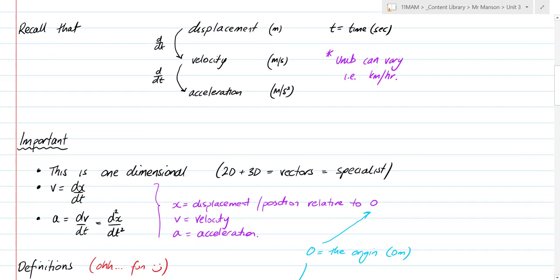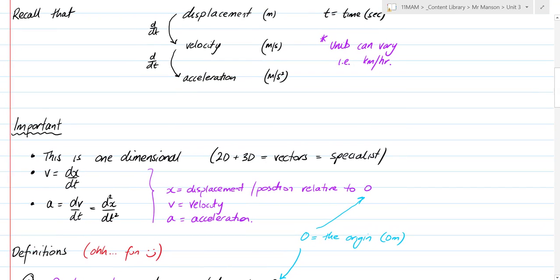So recall, first of all, that if you have a model for displacement and you differentiate it, you get velocity. If you differentiate velocity, you get acceleration. That's the main premise of kinematics. But there are some finer points that I need to talk about. So here are some important points.